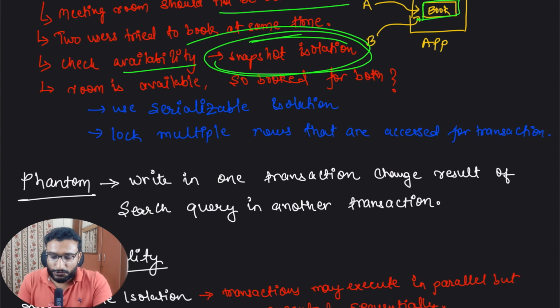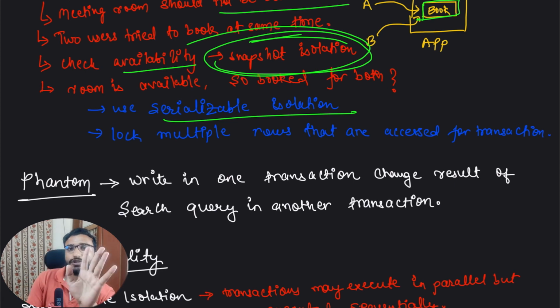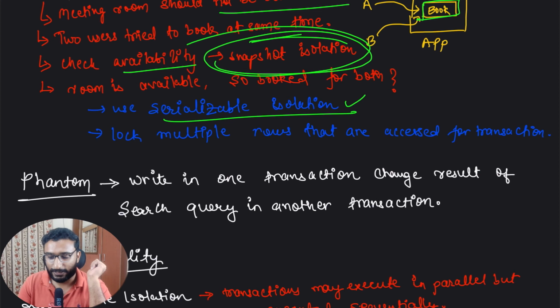To solve this, you should do serializable isolation. We discussed it at some point, and we will discuss more around it, but we also discussed some time back that we will try to execute the operations sequentially. At least they should appear that they have occurred sequentially. So this is what we mean by serializable isolation.